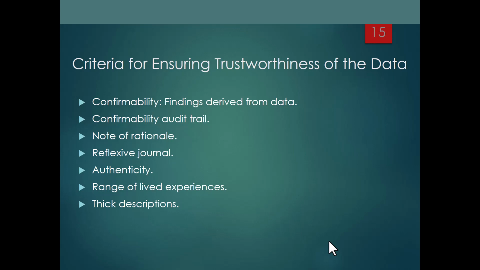The note of rationale is a process that involves keeping a note of the rationale for how the data were coded and analyzed, the themes were developed, and the interpretations of the findings were made and recorded. For the reflective journal, the researcher should document their biases, thoughts, feelings, and challenges throughout the research process.